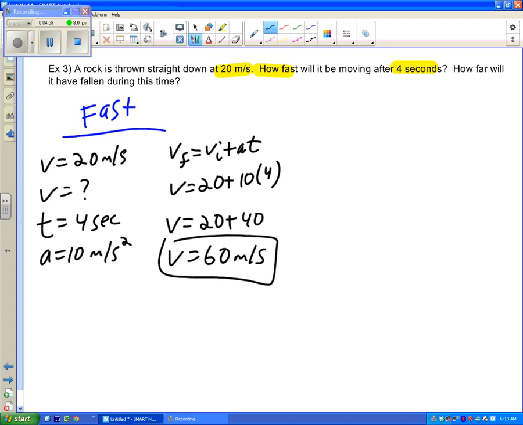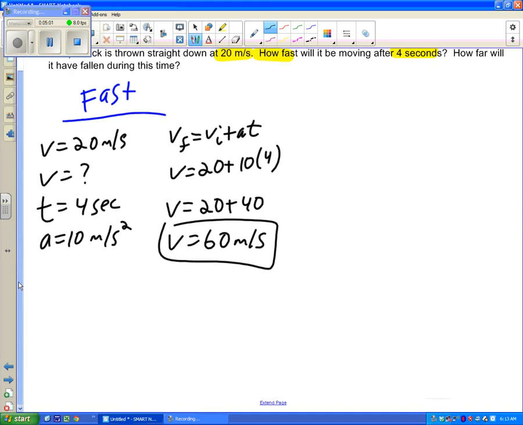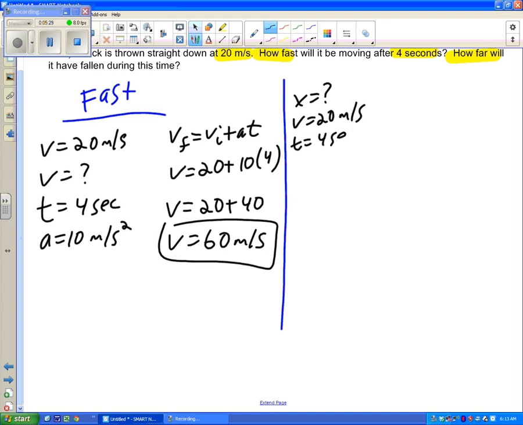All right, let's do the second part. The second part is asking us how far. Let's get a little more room here. Actually, we could do it over here. So for how far, we're now trying to figure out x equals. All the rest of the information is the same. We still have vi equals 20. We still have t equals 4. And we still have a equals 10. So it's using the same information, but this time we're trying to find an x instead of a v. Because of that, we're going to use this equation.